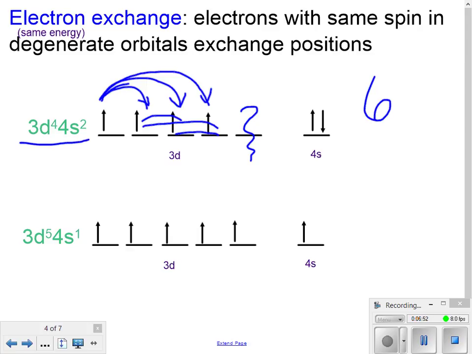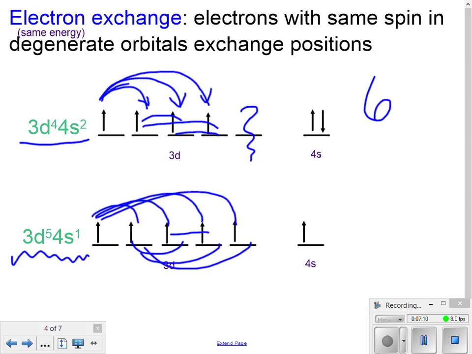Now, when we actually look at it, the electrons filling would be 1, 2, 3, 4, 5, 6, 7, 8, 9, and then 10. So this one has 10 electron exchanges. So again, this is for the element chromium. Okay. This is how the electrons actually fill chromium's orbitals.